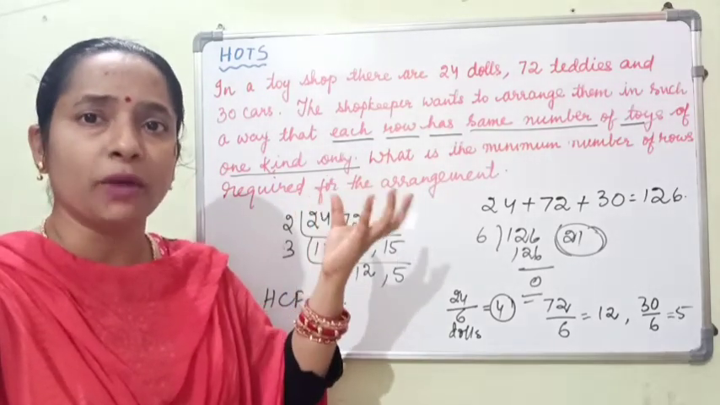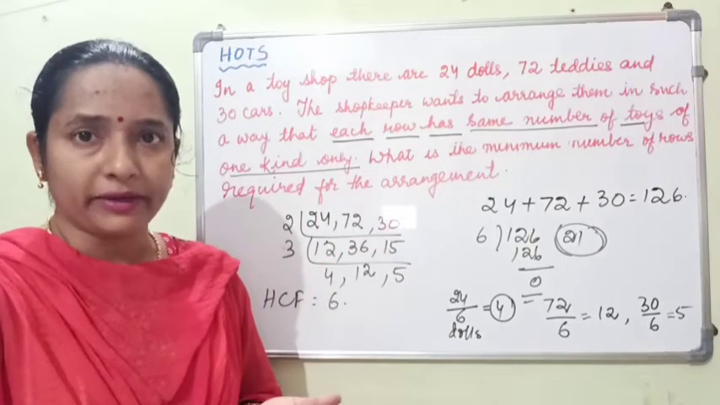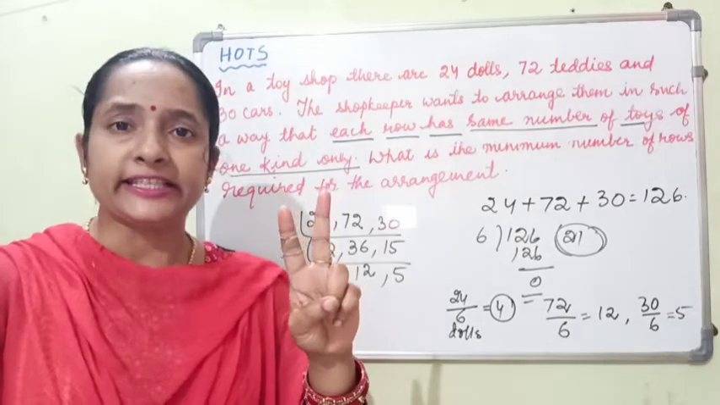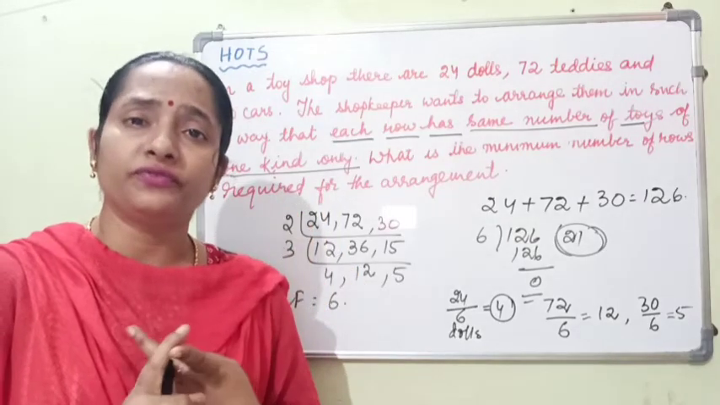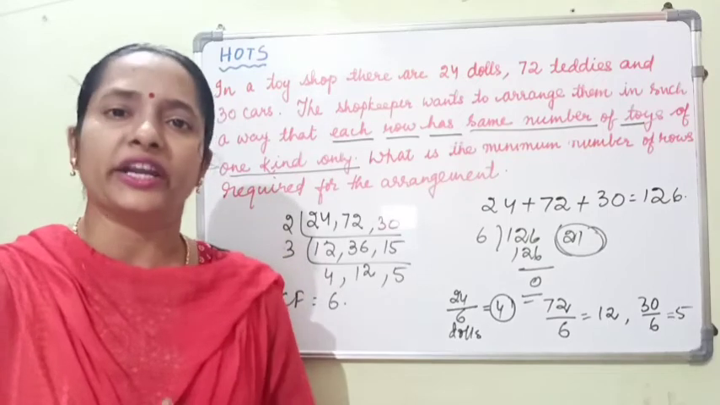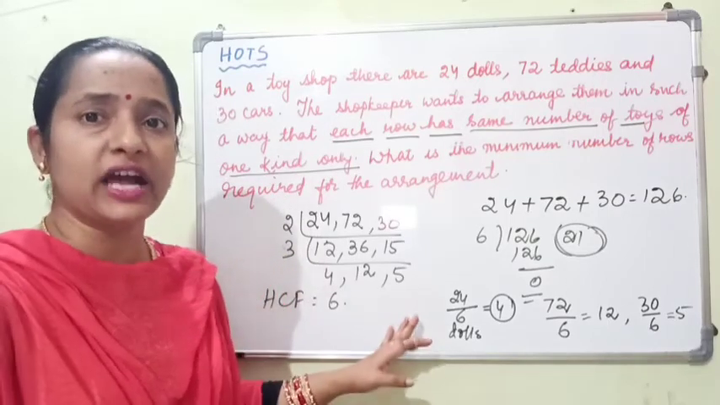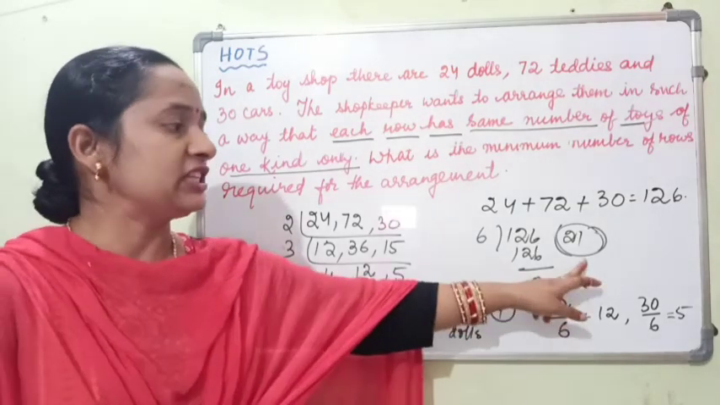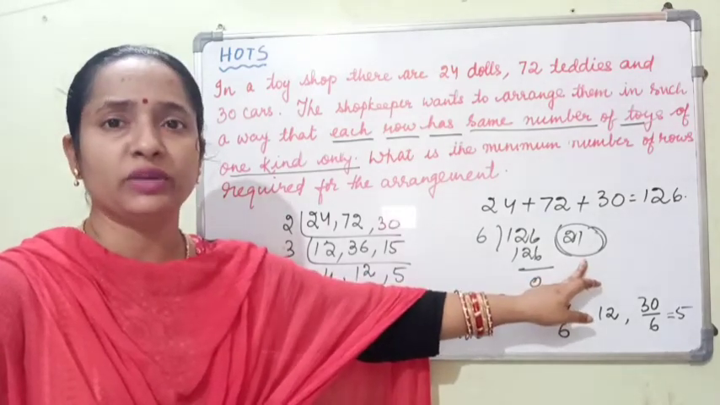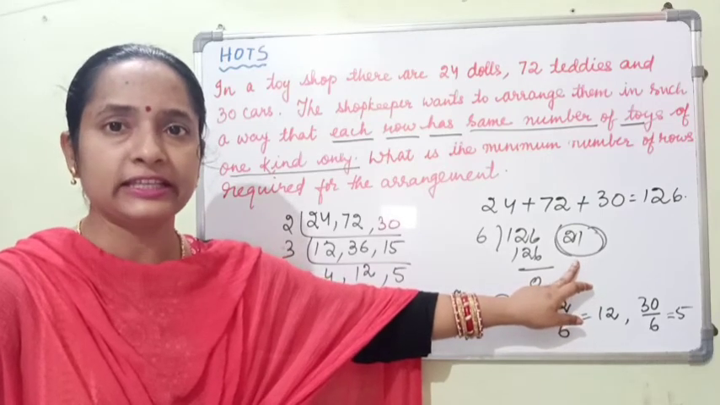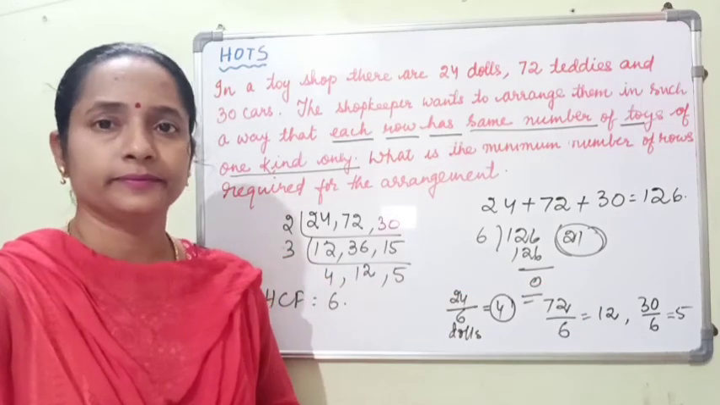as per the shopkeeper's requirement, right? So accordingly you are given 2 reasons in the book. Out of these, which reason is applicable, children? Reason 1 is applicable. So this is how you can find out the least number of rows that are required for the arrangement of these toys, right? Thank you.